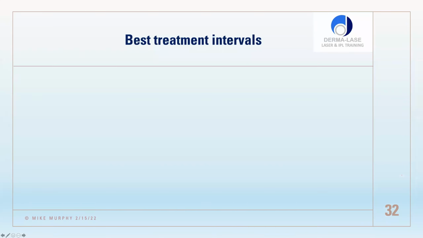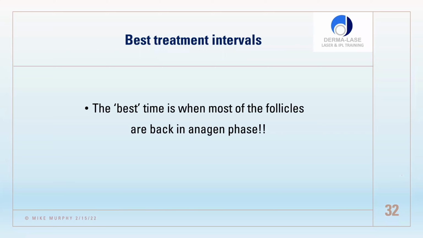So what's the best time between treatments? I get asked this all the time. The best time is when you've left enough time so that most of the follicles come back in the anagen phase. There's no point treating somebody after a couple of weeks where there's only a small number of anagen follicles, because you're kind of wasting your time. So you've got to leave a bit longer so that most of the follicles are back in anagen. So when is that? Okay, so I've done some analysis on this, and it turned my hair white.